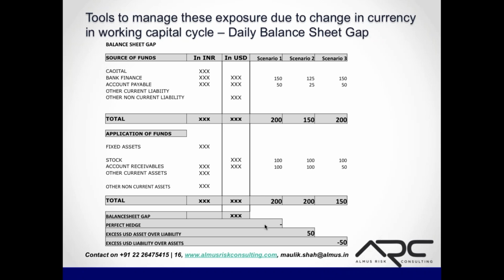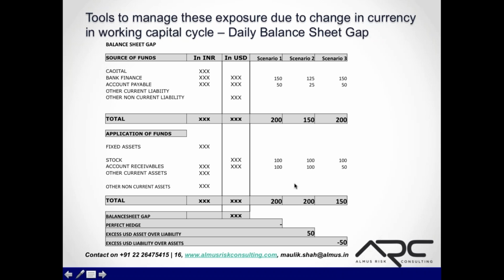In the next three columns is the gap that needs to be managed. In the first column, scenario 1, the gap is nil and there is nothing to be managed, because my entire stock and receivables, which are in dollars, are financed by the liabilities and payables, which are also in dollars. So there is no exposure as of this date, and things can change as I do my business day to day through various transactions, which may end up resulting in a gap different from zero.